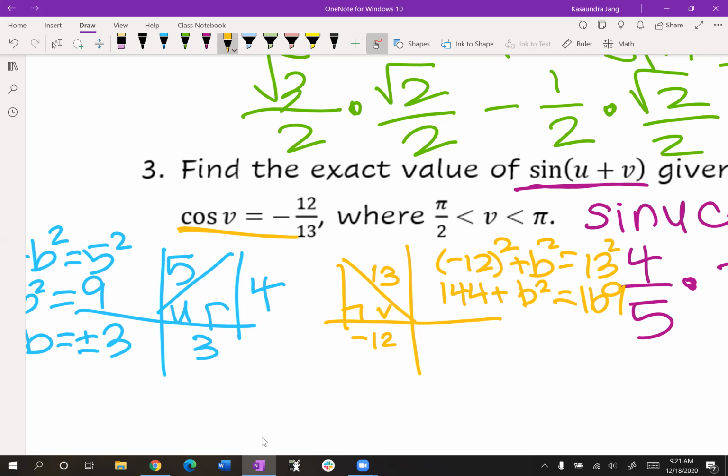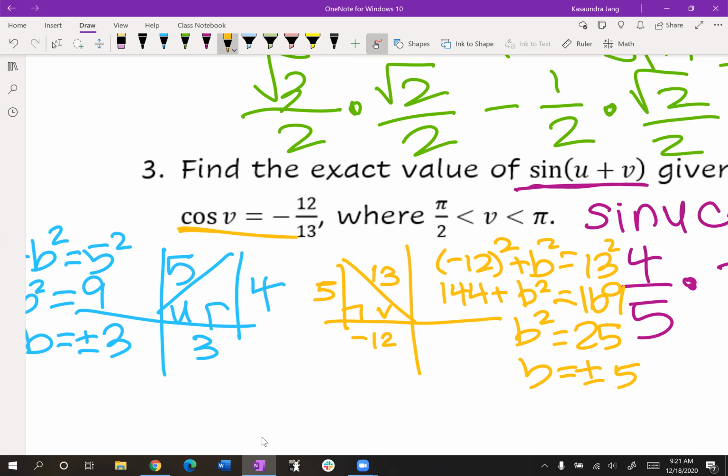So if I subtract it over, my b squared is equal to 25, which I think we know the square root of 25. And again, I would have to put a plus or a minus and consider whether it would be a positive or negative. And I think we already talked about this. That is a positive y value in the second quadrant. So I'm going to go with a positive 5.